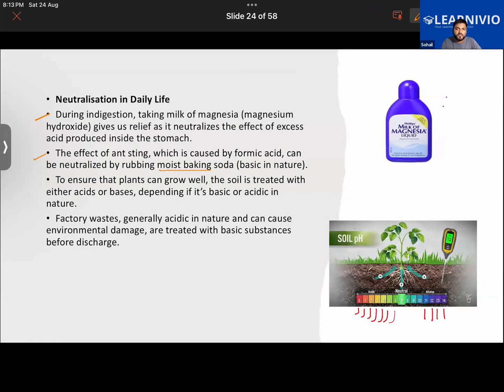Now, you answer this to me. Think about this logically and answer. What should be added to the soil if its pH level increases to 11? Like, it becomes basic.